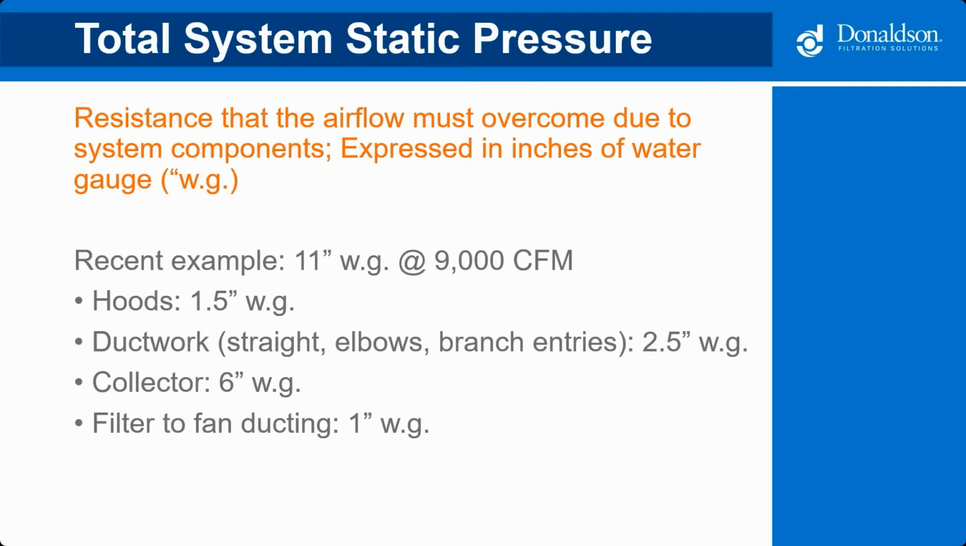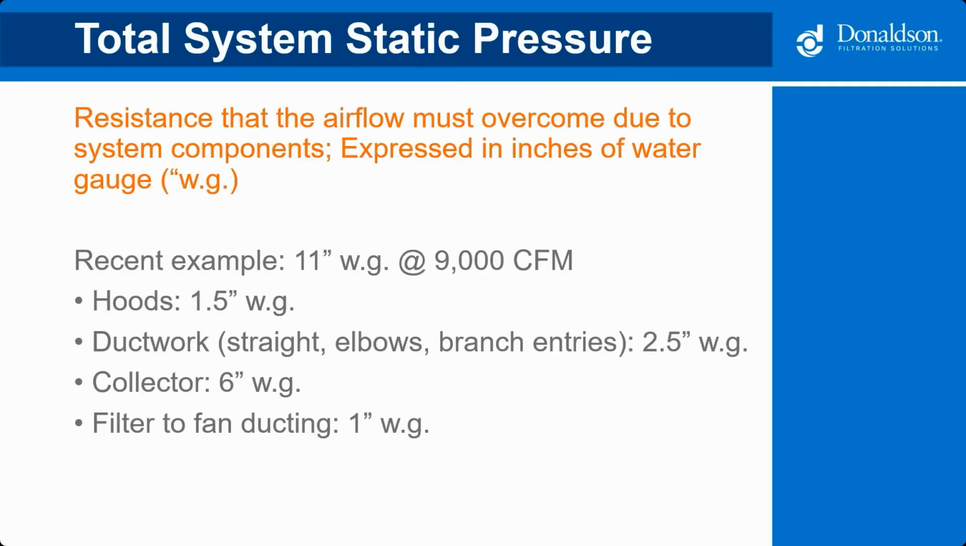So the two main system design parameters for the fan are, again, static pressure and airflow. And this is an example of a recent system that I designed where we had a required airflow of 9,000 CFM. When we added up the static pressure loss from the hoods, it was 1.5 inches water gauge. The ductwork was another 2.5 inches. And then we always design for 6 inches on the collector.